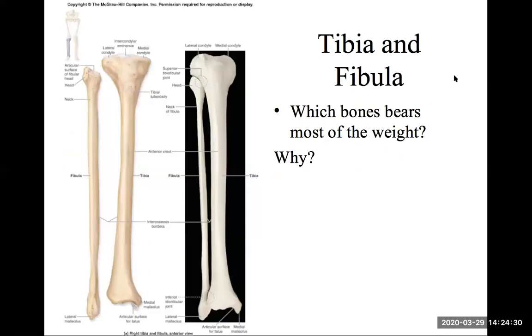Based on what I just said, which bone bears most of the weight between the tibia and the fibula? And the answer for that is, of course, the tibia. The tibia bears the weight. And the why is just because all the weight coming down the femur is going to articulate with the tibia. So it's going to pass the stress of your body weight down to the tibia. Some of that weight will be carried through the fibula, but not a lot.